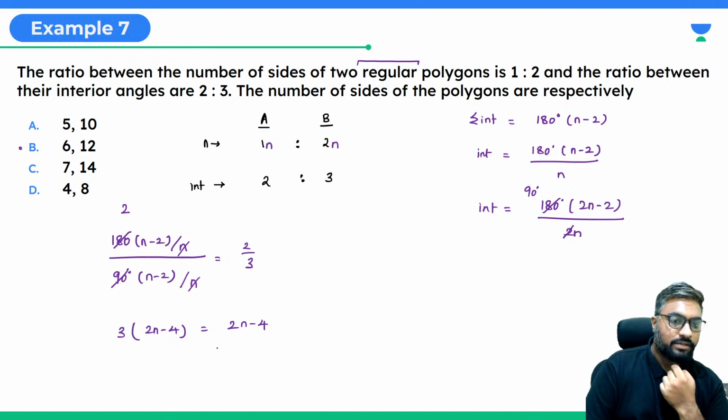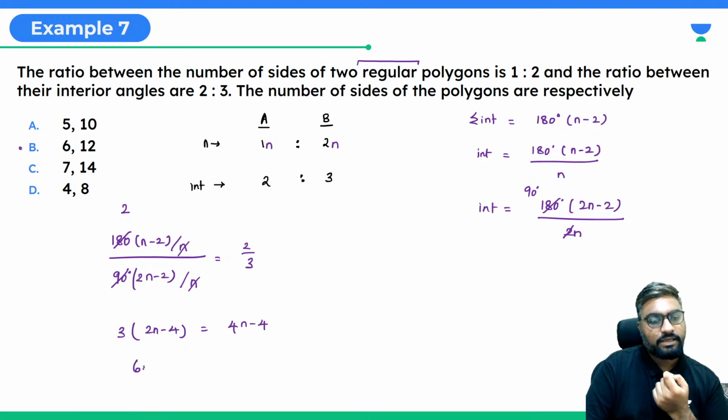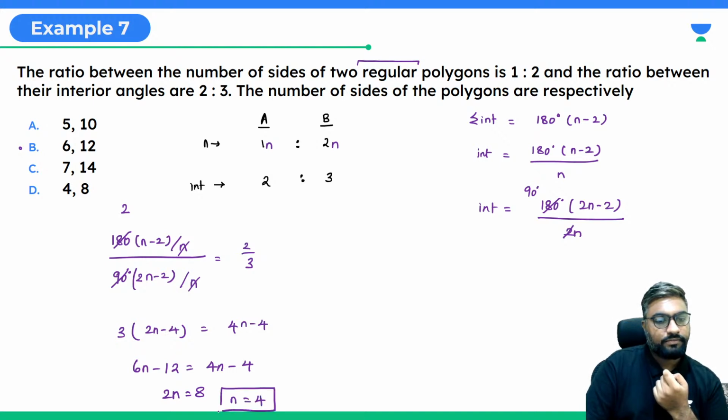Wait, what? Yeah, correct. No, this is 2n minus 2, sorry, my bad. So 2 into 2n will become 4n minus 4. Getting this? So cross multiply inside. 6n minus 12 is 4n minus 4. So you will get 2n is equal to 8, n is equal to 4. You are getting n is equal to 4.